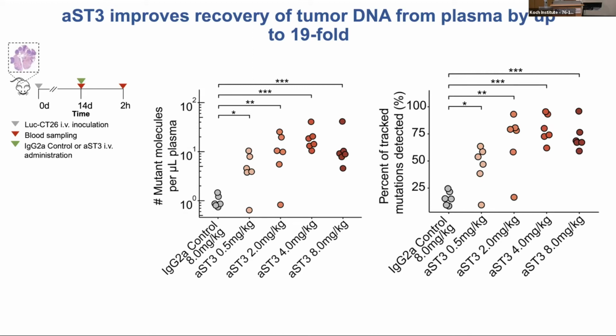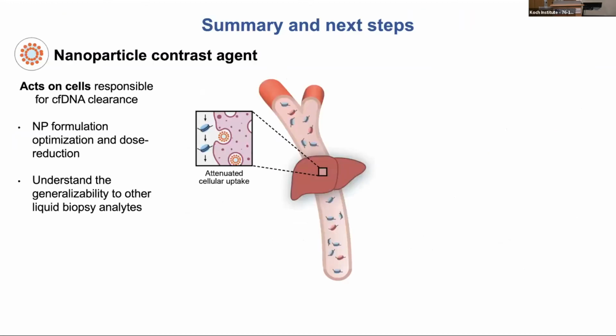So now, just to bring everything back to the beginning, right now we've shared with you 2 different stories for how we can develop molecular contrast agents for liquid biopsies. In the first part, we talked about a nanoparticle-based contrast agent that acts on the cells responsible for cell-free DNA clearance and allows us to recover more cell-free DNA and detect more tumor mutations in plasma.